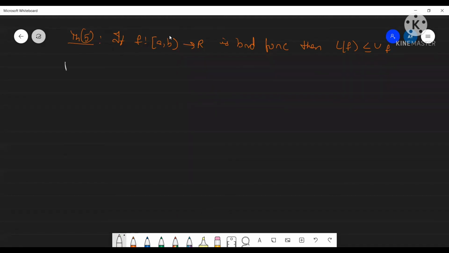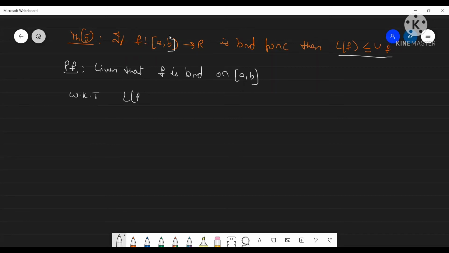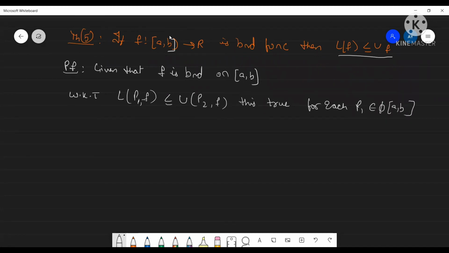Before that, in the proof we have to write down the given information. Given that, what did they give? f is bounded, obviously. On where? Closed interval [a, b]. Then we already know from the previous result, we are talking about L(P, f) and U(P, f). L(P1, f) is less than or equal to U(P2, f). This is true for each P1 belonging to the set of partitions of [a, b], that is, partition 1 belongs to the set of partitions.